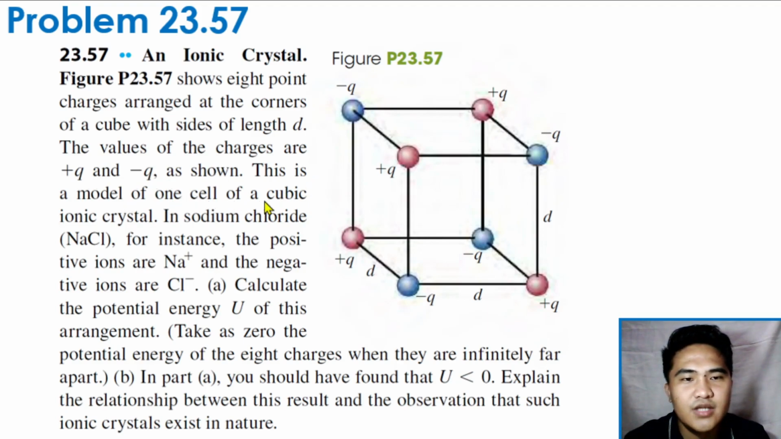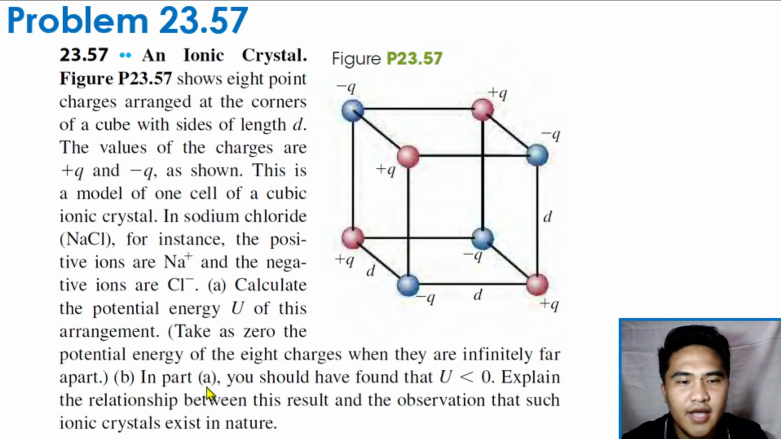This is a model of one cell of a cubic ionic crystal. In sodium chloride or table salt, for instance, the positive ions are sodium ions and the negative ions are the chlorine ions. Calculate the potential energy U of this arrangement. Take as zero the potential energy of the 8 charges when they are infinitely far apart.